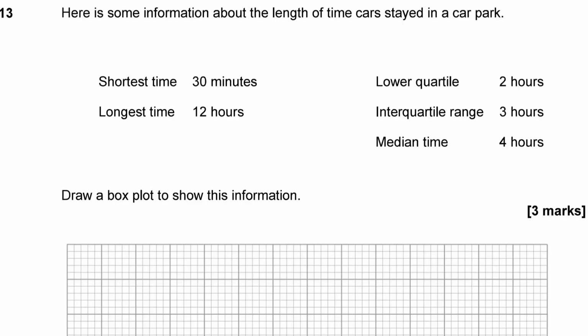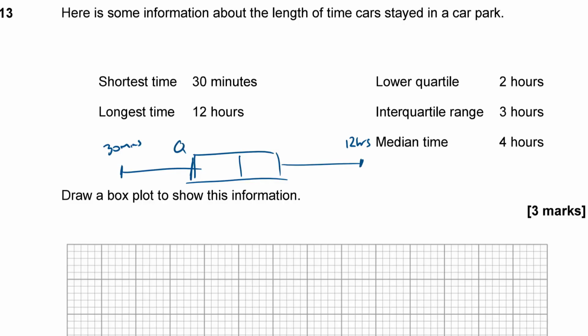Now a box plot consists of a box with a line in it and two whiskers that spread out like that. This value down here is going to be the lowest value, so that is going to be my 30 minutes. The one at this end is going to be the longest time, so that's going to be my 12 hours. The lower quartile is this one here, that's Q1, so that's going to be 2.